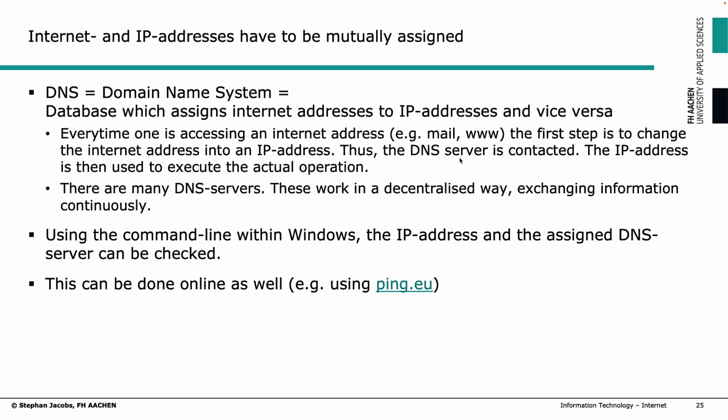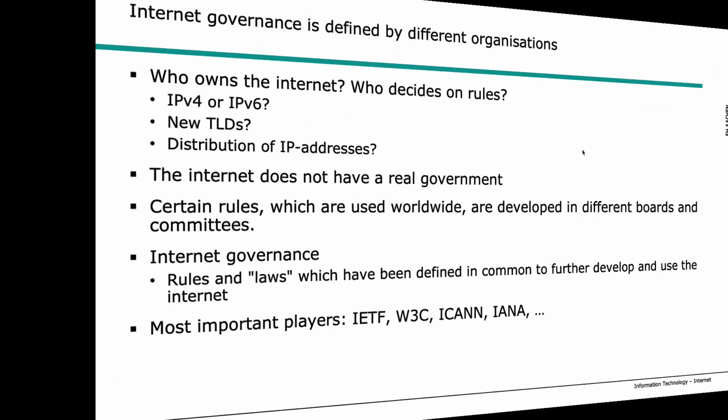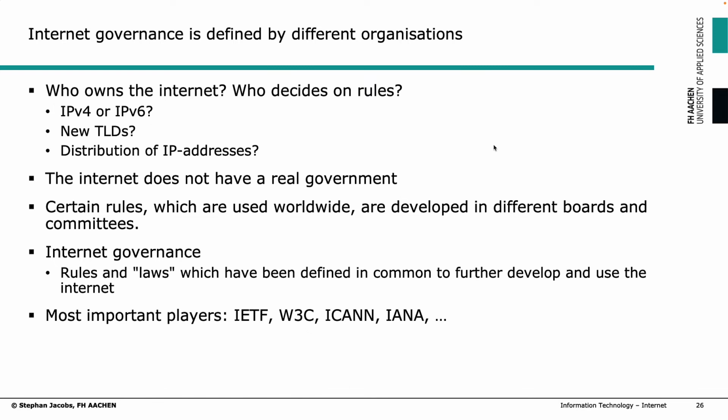If you would like to look up a certain IP address corresponding to a domain address, you can go, for example, to ping.eu, which is a web page which simply hands out this kind of information. I already mentioned the ICANN, which is some kind of central organization to assign top-level domains or handle the IP addresses.